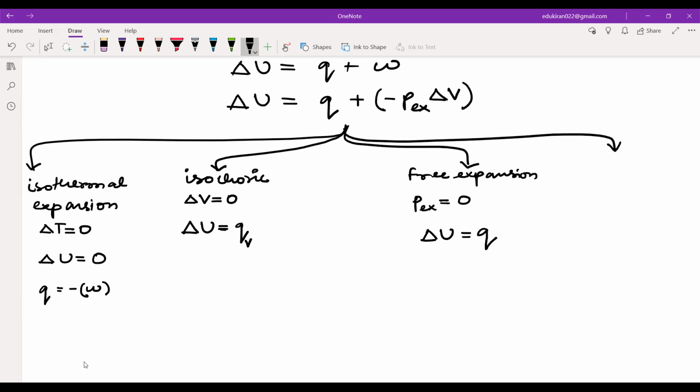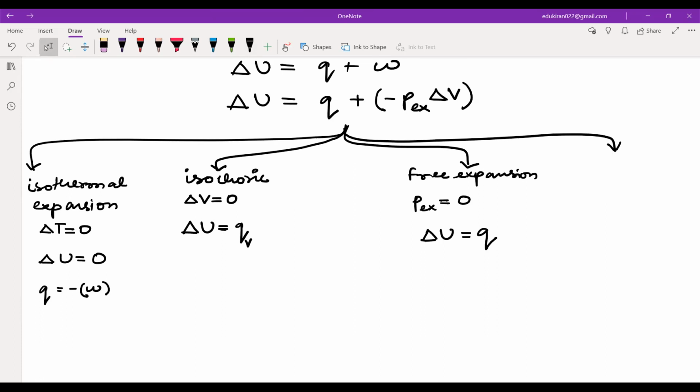We can also take a case in which the pressure is constant, because we chemists work under atmospheric pressure. Whatever reactions we do, the pressure is always constant. In most cases, 90% of the reactions that we do are at an external pressure of 1 atm, that is the atmospheric pressure.